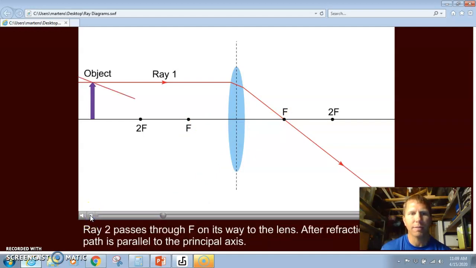Ray 2 passes through F on its way to the lens. After refraction, its path is parallel to the principal axis.